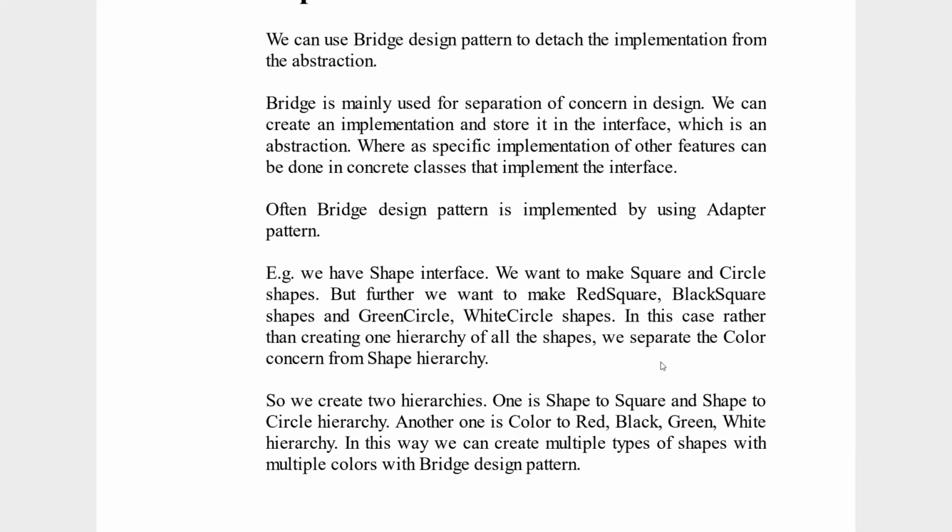For example, if we have a shape interface and we want to make square and circle shapes, but further we want to make a red square, black square, and green circle, white circle kind of a thing. In this case, rather than creating one hierarchy of all the shapes, we separate the color concern from the shape hierarchy. So in that case, we have two hierarchies. One is shape to square and shape to circle. Another is color to red, black, green, white. So in this way, we can create multiple types of shapes with multiple colors using the bridge design pattern.